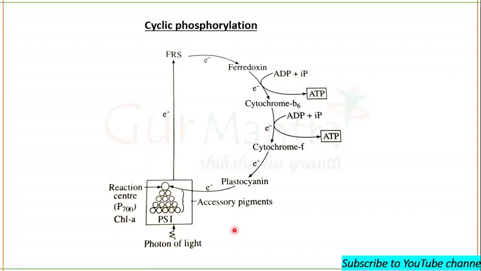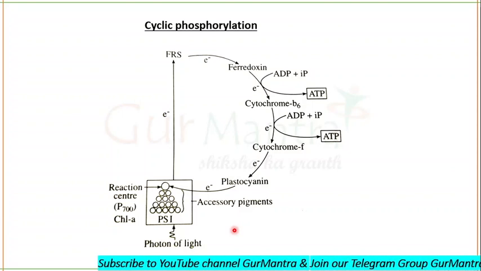This is all about cyclic and non-cyclic phosphorylation. I also told you the function of DCMU. Everything is clear to you now.